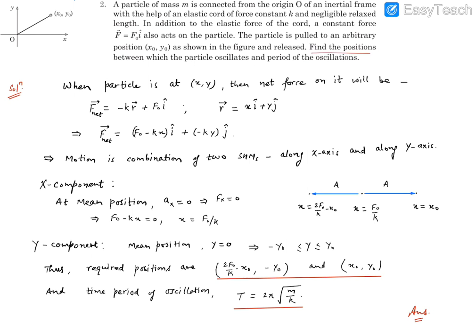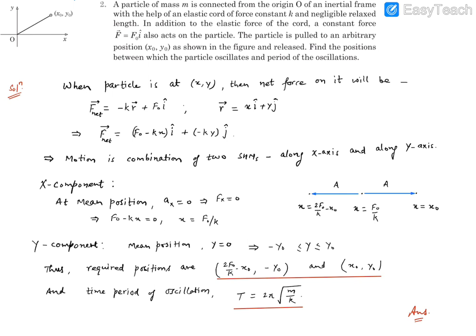The question asks, find the positions between which the particle oscillates. So one position is going to be this x coordinate and this y coordinate. One extreme is going to be 2F naught by k minus x naught comma minus y naught. The other extreme is where it was released, that is x naught, y naught. So the particle will be oscillating between these two positions.